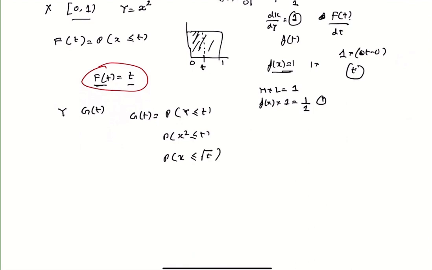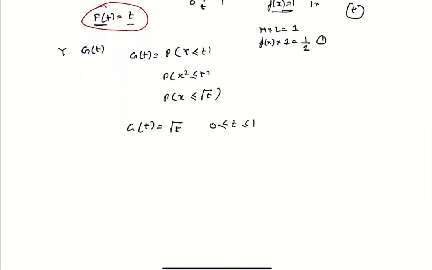So g of t is going to be under root t, because of the same thing, because it's 0 and 1. We have seen that f of t is going to be t. g of t is going to be under root t as long as t is more than or equal to 0 and less than or equal to 1. g of t is also going to be 0 if t is less than 0 and 1 if it is more than 1.